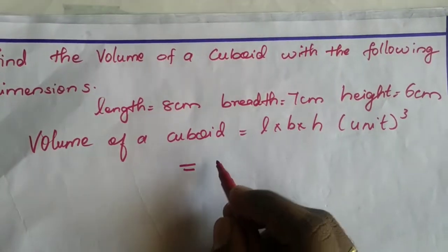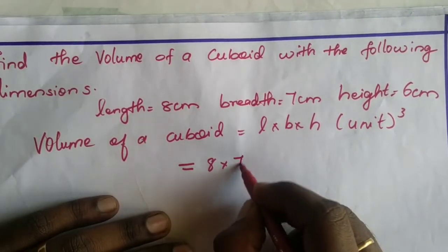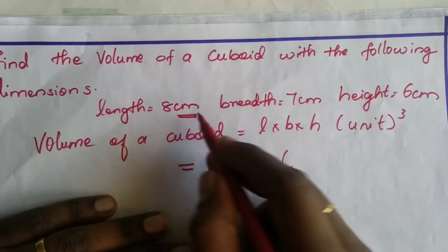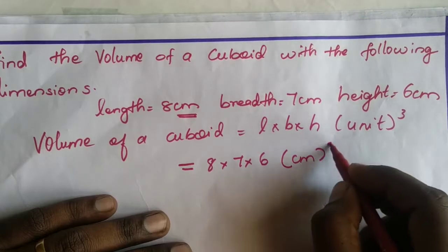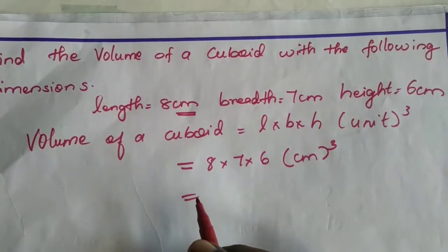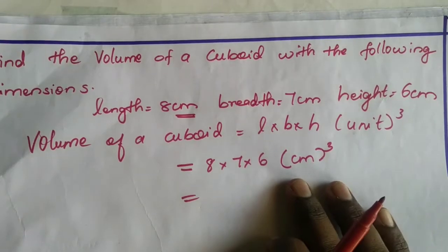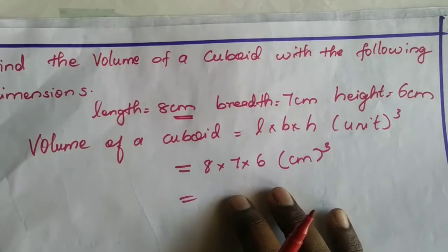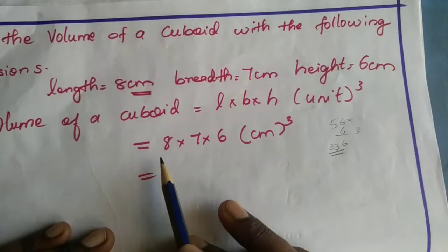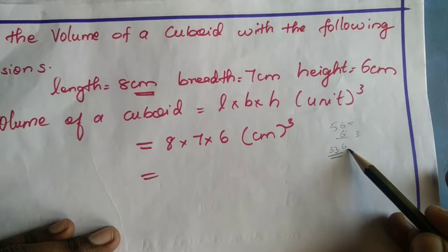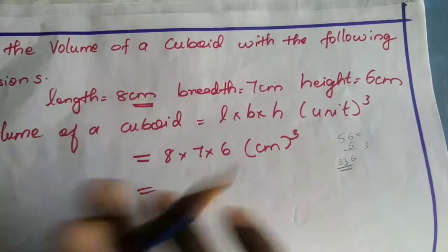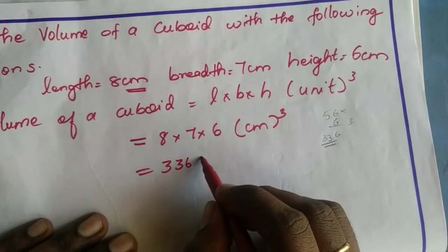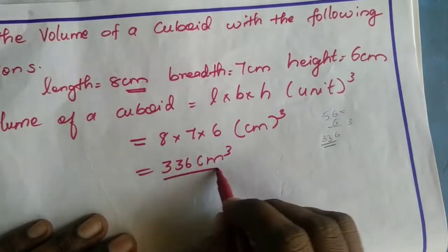So just you want to multiply these 3 numbers and put the unit cube. 8 into 7 into 6. Centimeter is the unit. So centimeter cube. Guys, please don't forget to put this unit. Unit is very, very important. So just multiply this and you will get the answer. 8 sevens are 56. 56 into 6 gives you 336. So the answer is 336. Don't forget to use the unit centimeter cube. This is the answer.